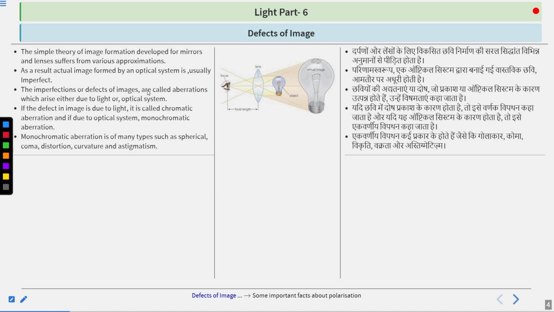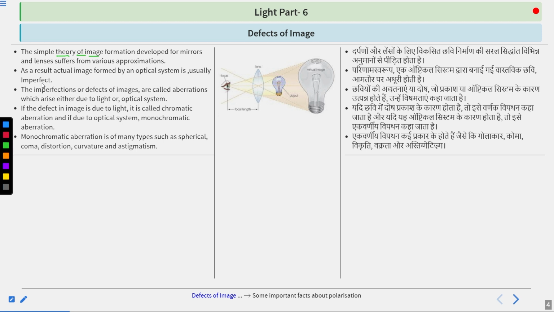So now if we talk about the defects of image, first we have to talk about the theory of image formation. Simply, we could say that the formation of image for various kinds of mirrors and lenses suffers from various approximations. Because of these approximations, usually the image that is formed is imperfect. It is not the perfect image. You can't say that the thing that we observe is exactly the reflecting thing. No, that will not happen. There will be some imperfection.